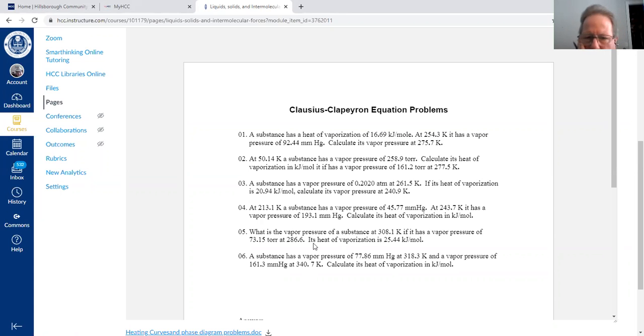Okay, what is the vapor pressure of a substance at 308.1 K, if it has a vapor pressure of 73.15 at 286.6 K? Its heat of vaporization is 25.44. Okay. I think I have everything I need. Hopefully my reputation isn't totally smashed.